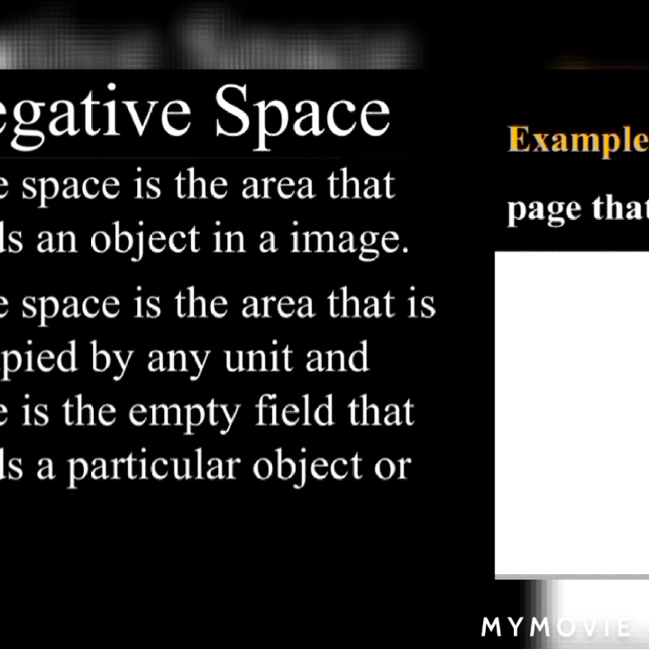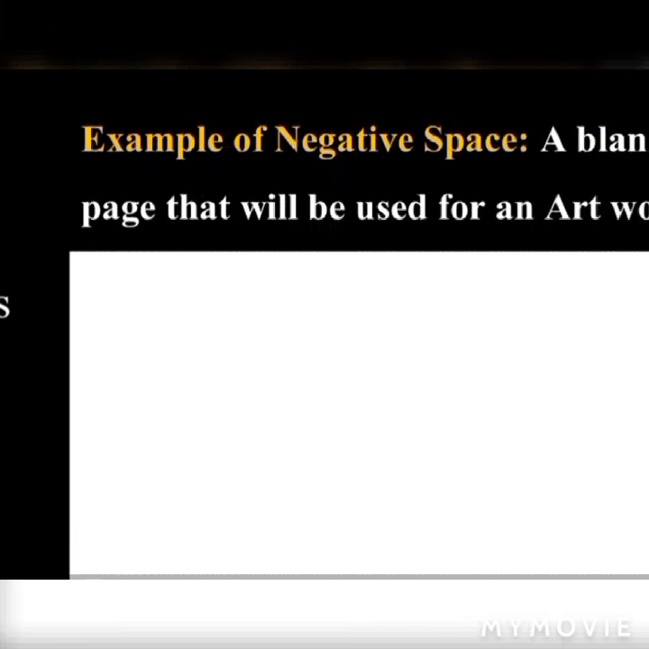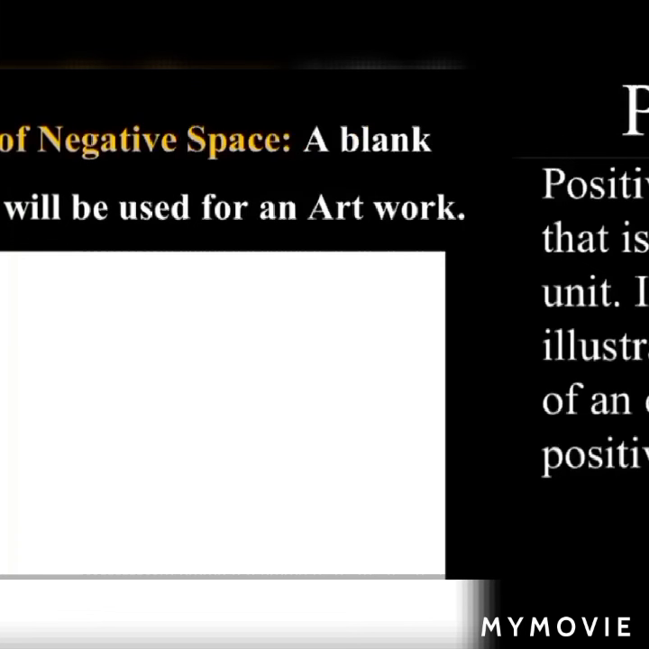Negative space is the area that surrounds an object in an image. Negative space is the area that is not occupied by any unit and therefore is the empty field that surrounds a particular object or unit. Examples of negative space: a blank page that will be used for an artwork.